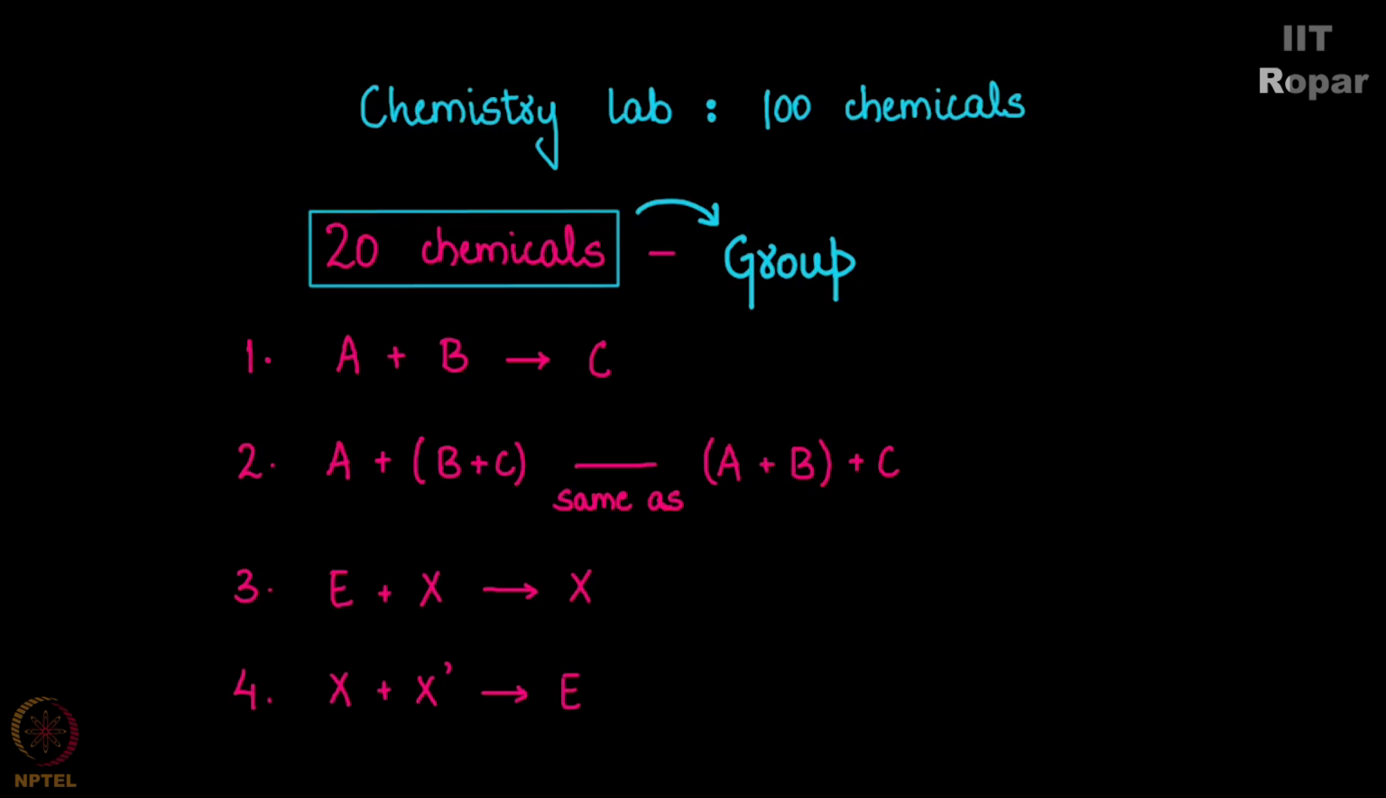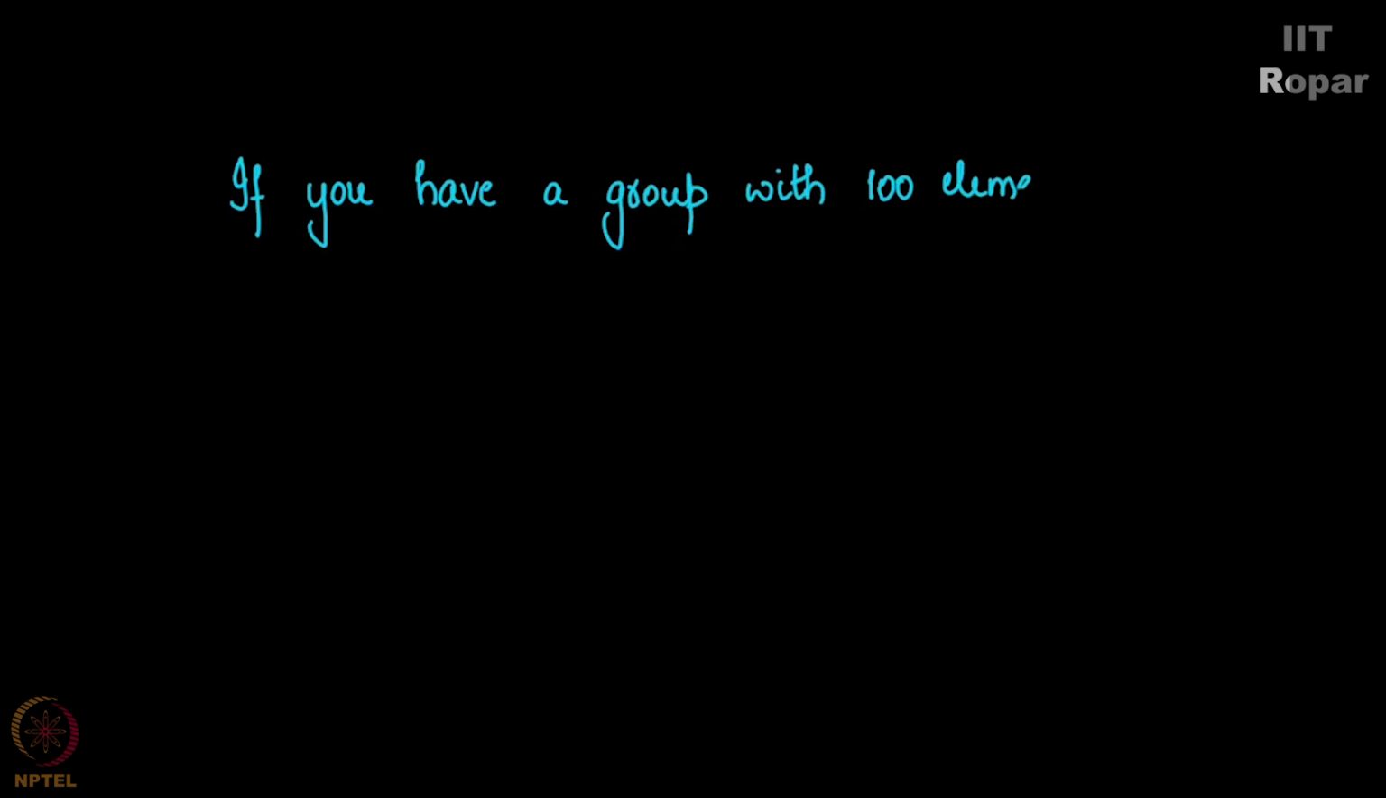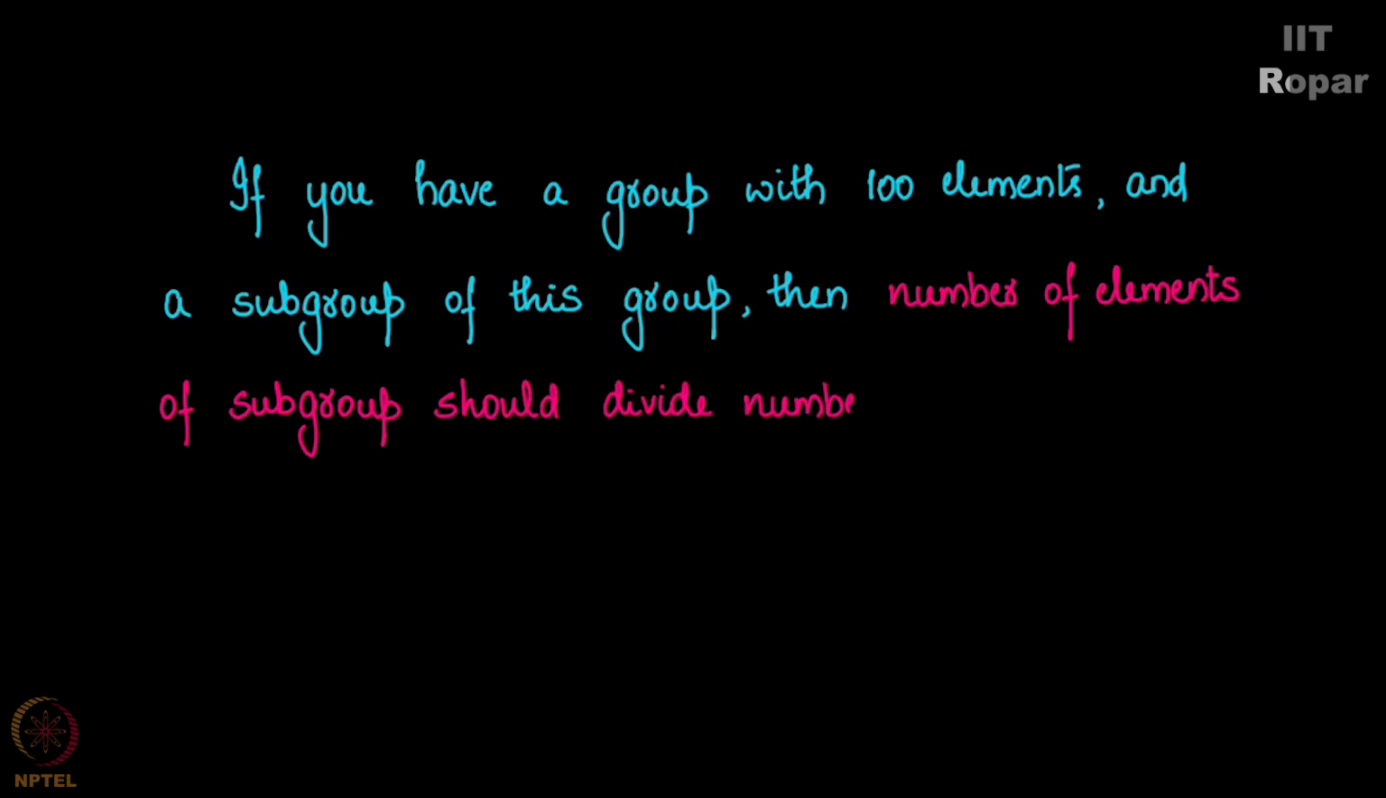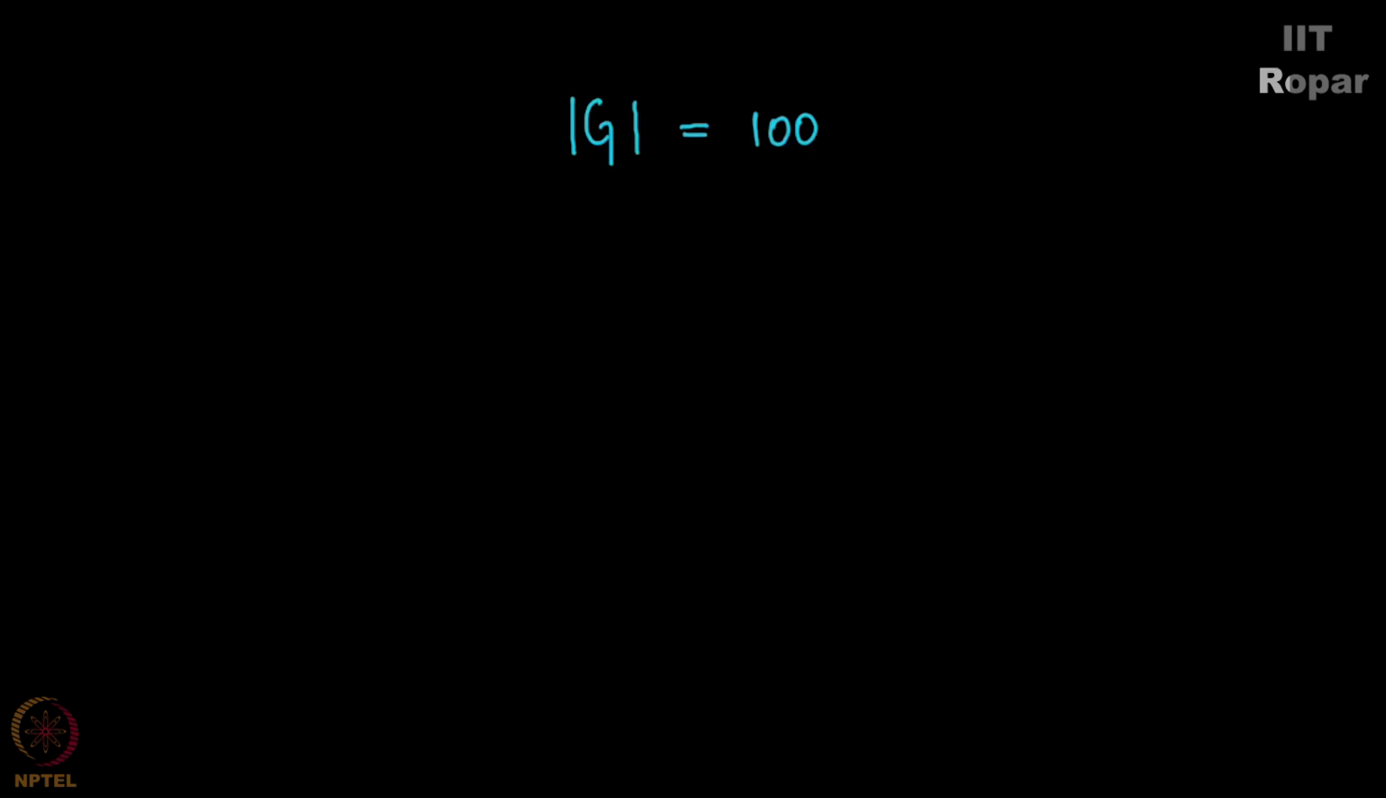So there are many examples of a group which has a subset which is also a group. What is so interesting about it? Now, this is one of the most celebrated results. If you have a group with 100 elements and another subgroup of this group, then the number of elements of that subgroup should always divide the number of elements of this group. You have a group G with 100 elements, then the subgroup should have some 50 elements or 20 elements or 25 elements. You cannot have a subgroup with 30 elements, right?